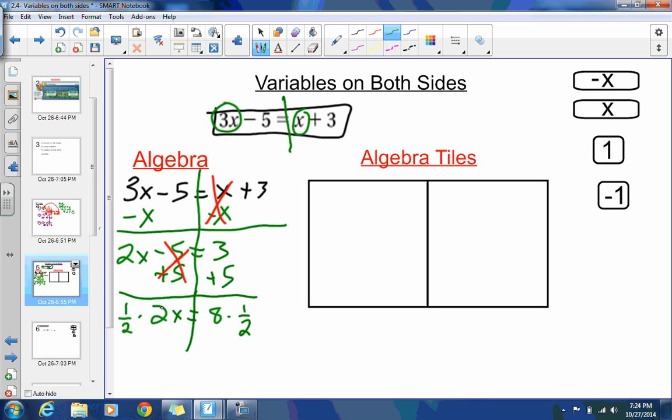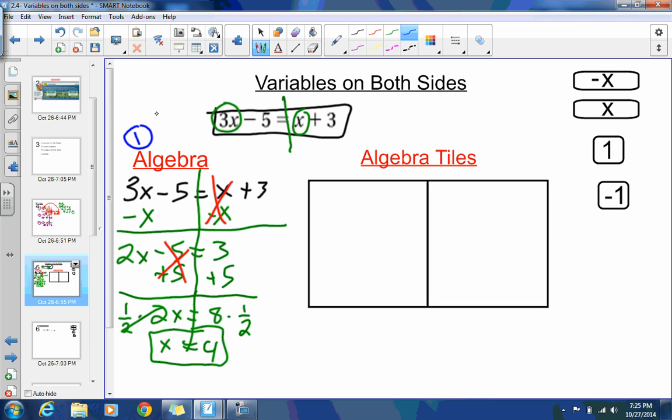These two will cancel out because it'll be 2 over 2x, which is just 1x. And you're left with x over here. And 1/2 of 8 is 4. So our answer is x equals 4. And again, you can plug that back in for the original equation, and it will work out nicely. So that's way number one, the way that we are used to doing.